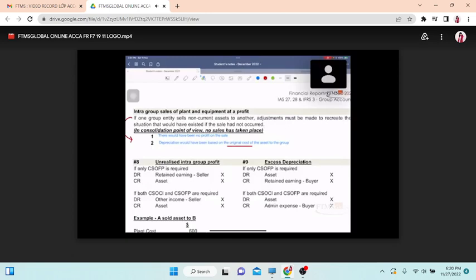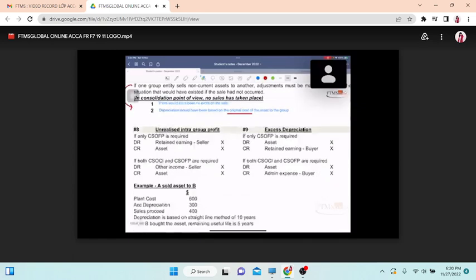Consolidation, first thing, remove the profit. And second thing you need to do is adjust the depreciation. Remember there's no sale; consolidation point of view does not consider it a sale. So if there's no sale, your depreciation should be based on the original cost. I'll show you what this is, so do the double entry. This is talking about number 1, and this is talking about number 2.